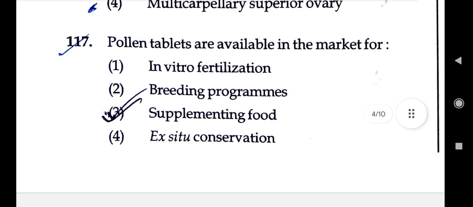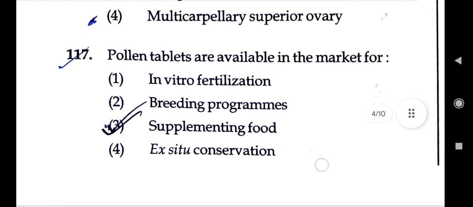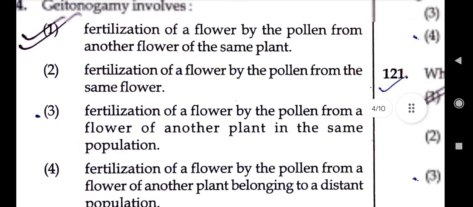Let's see question 117. Pollen tablets are available in the market for. Option three is the correct option, supplementing food. Okay, students. Option one, in vitro fertilization. This is the wrong option. Option two, breeding programs. This is also wrong. Option four, ex situ conservation. This is also wrong. So what is the correct option? Option three is the correct option, supplementing food. Let's see question number 118.